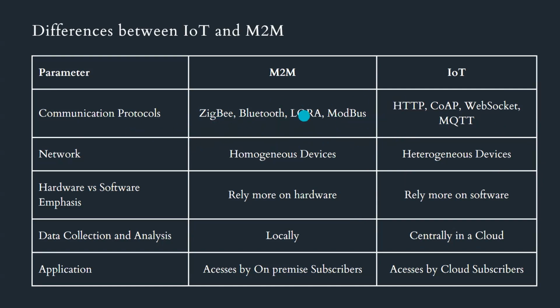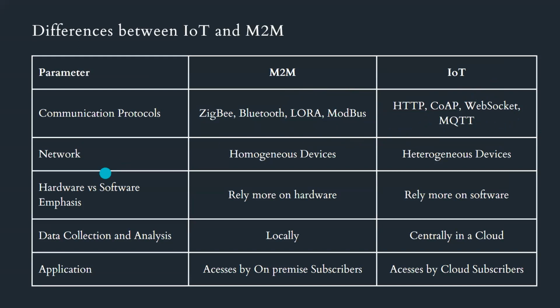Apart from that, when you're going with the IoT, IoT specifically concerns the protocols that enable the IoT network to connect to the internet. So on top of Zigbee, Bluetooth, LoRa, Modbus and other short-range communications, IoT protocols include HTTP, CoAP, WebSocket, MQTT, and so on.